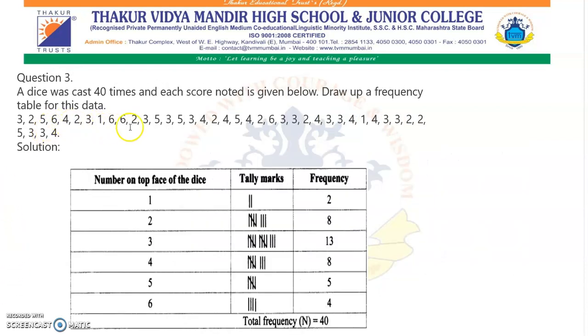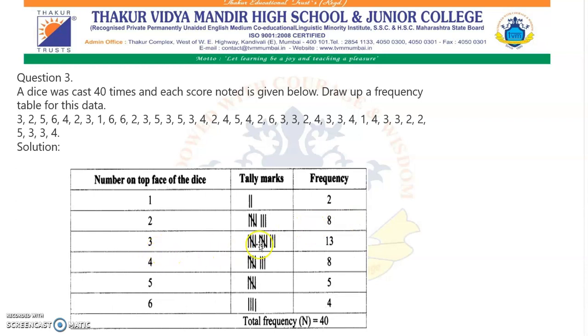Now same way, a dice was cast 40 times and each score noted is given below. Draw up a frequency table for this data. See, the numbers are given here. We make the columns. We are talking about dice, so our heading will be number on top face of the dice, tally marks and frequency. If the number on the top face of the dice is 1, it occurs how many times? 2 times, so frequency becomes 2. 2 comes how many times? 8 times, so frequency becomes 8.